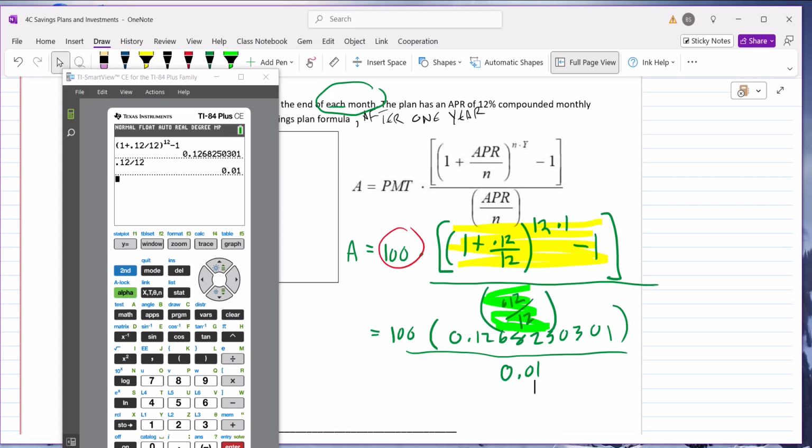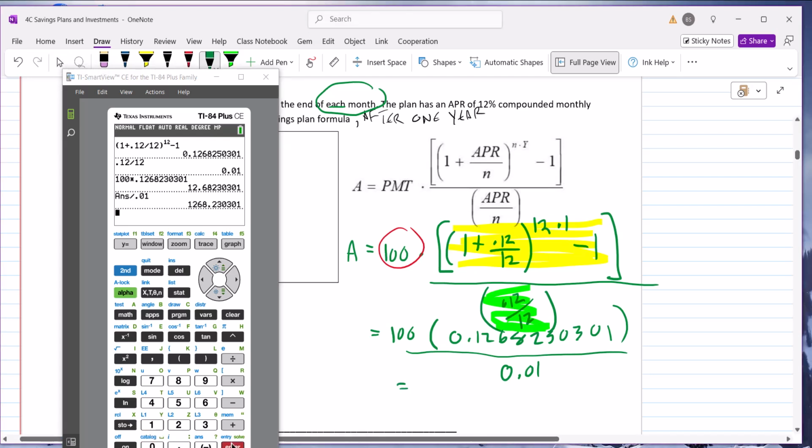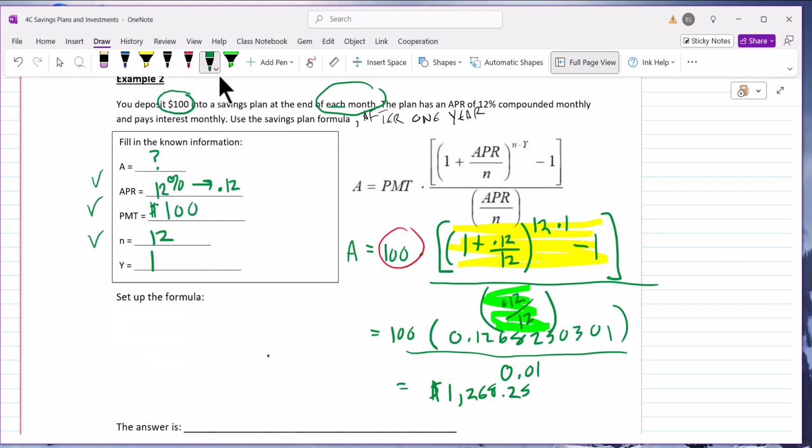What you can do now is you can just go 100 like that, multiplied by the 0.1268230301. I think if you use about 6 decimals, you're probably okay. And you get that answer, then you can divide that by 0.01. And then this would give the answer of the problem, which is going to be $1,268.25.